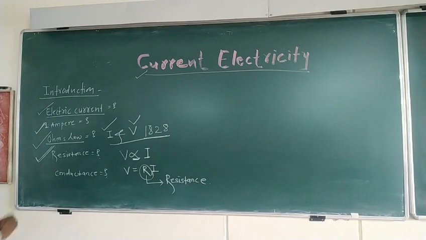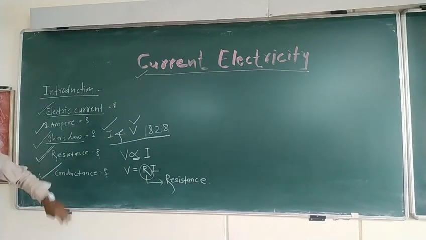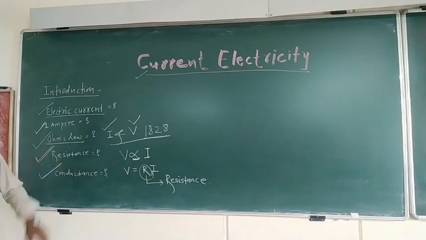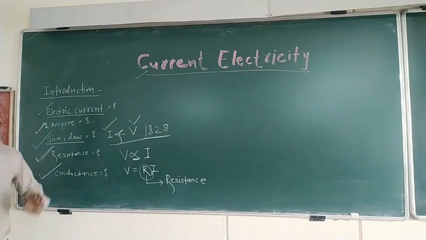Next one, conductance. It is exactly opposite to resistance. The reciprocal of resistance is called conductance, or the reciprocal of conductance is called resistance. Both are opposite to each other. This is the simple introduction related to current and electricity.